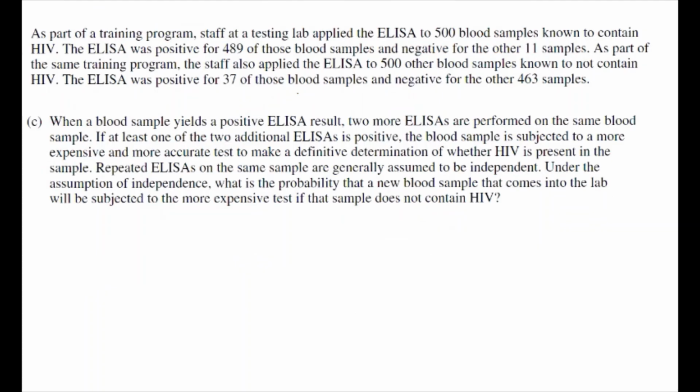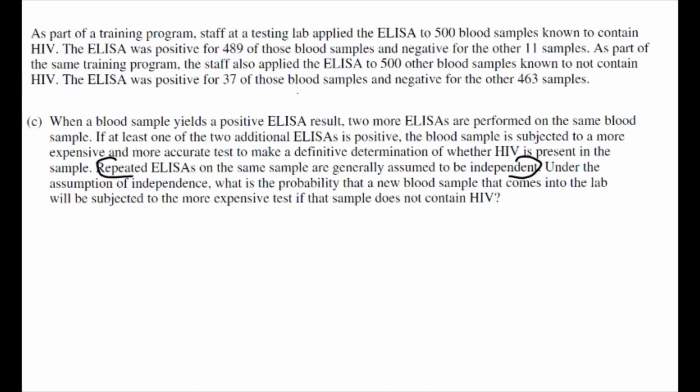Part C is a lot wordier, but we won't let the phrasing of this question trip us up. We are told that for every positive ELISA result, 2 more ELISAs are performed, regardless of whether they are false positives or not. If out of these 2 additional tests, at least one is positive, another more expensive ELISA is done.